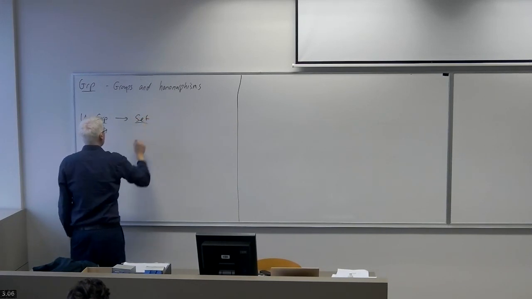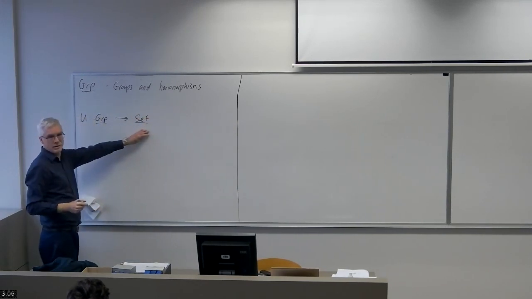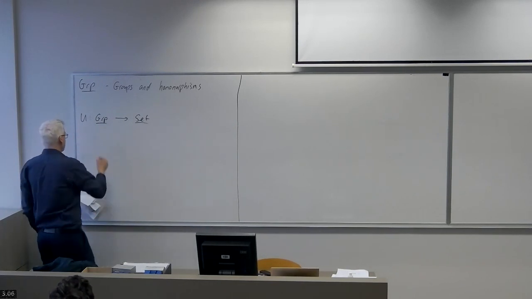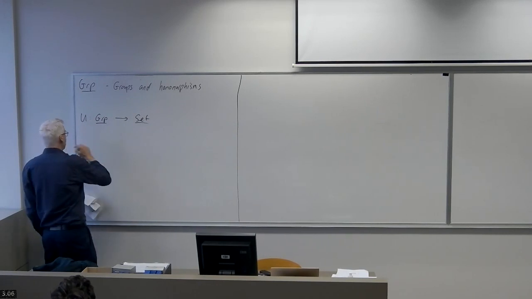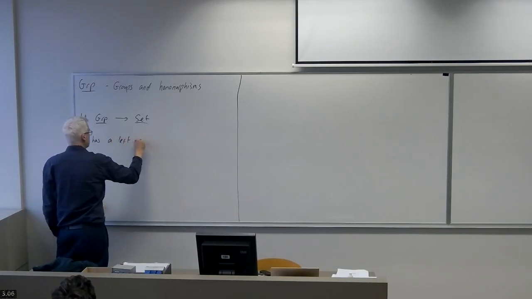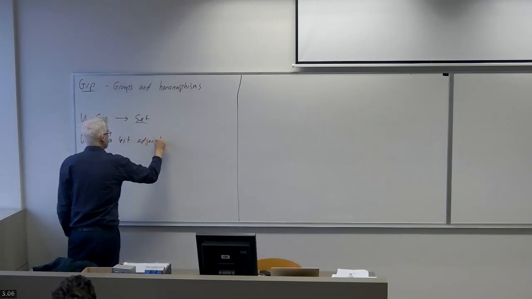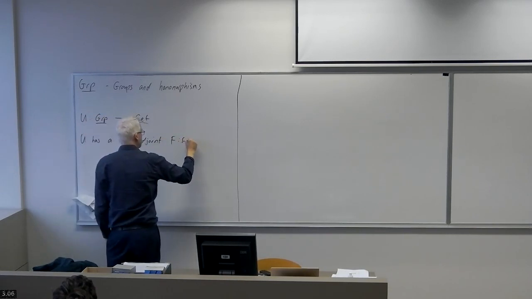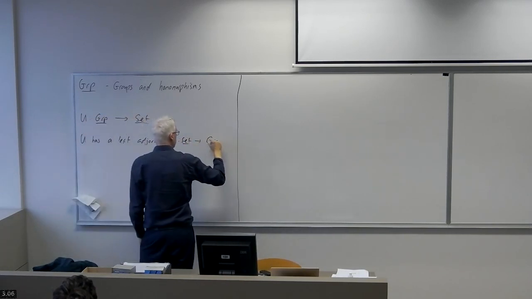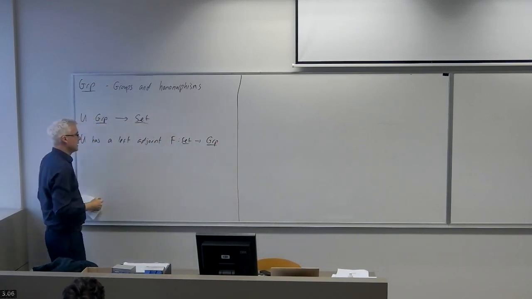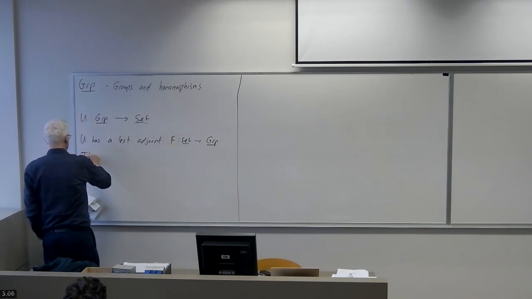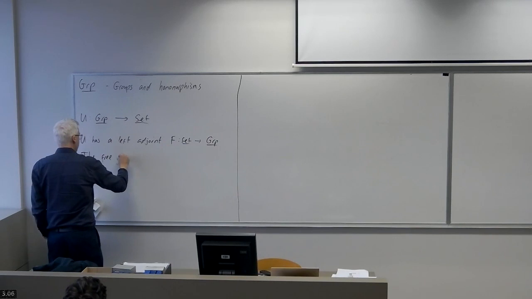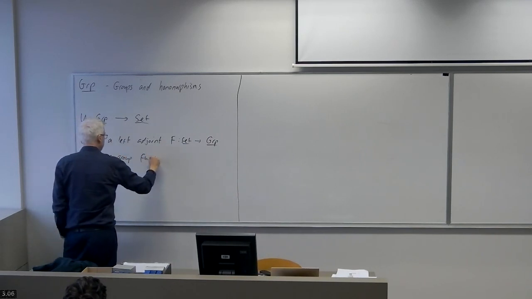So we have the forgetful functor that maps a group to its underlying set. And as we saw two lectures ago, and I won't bother to write the diagrams down again, U has a left adjoint, F from set to group. This is the free group functor over a set. So we call this the free group functor.